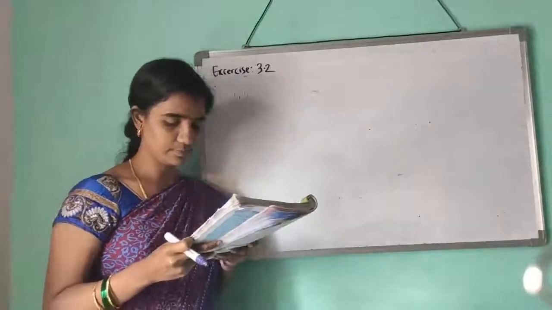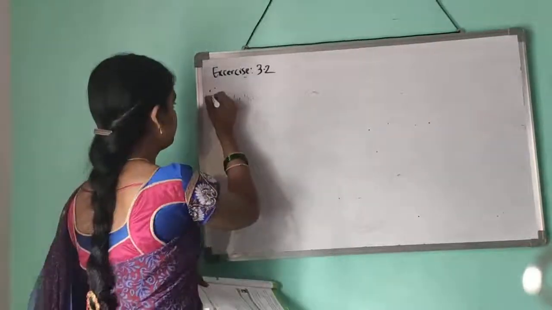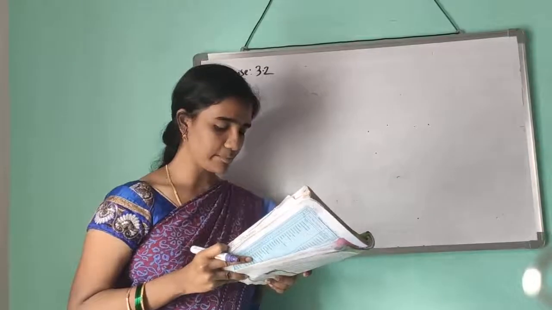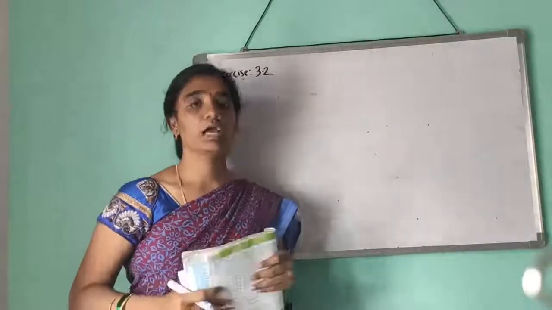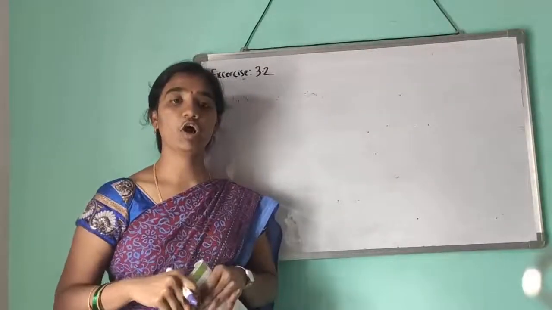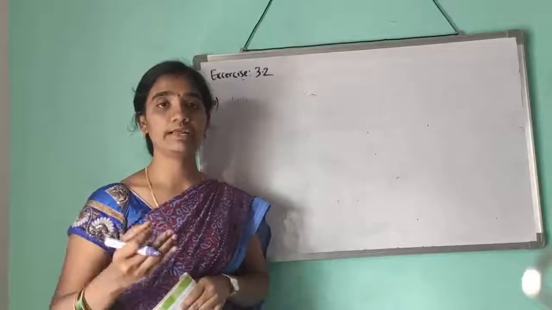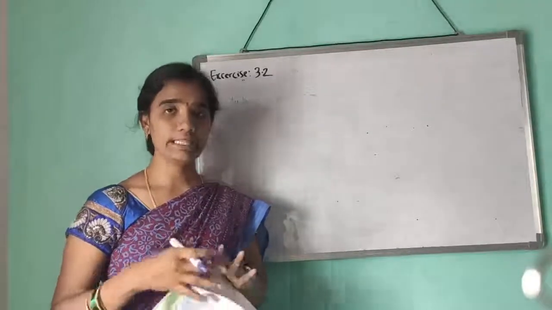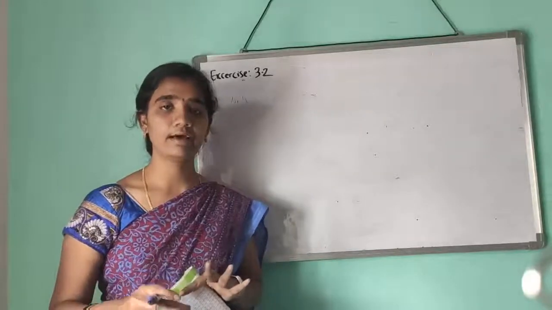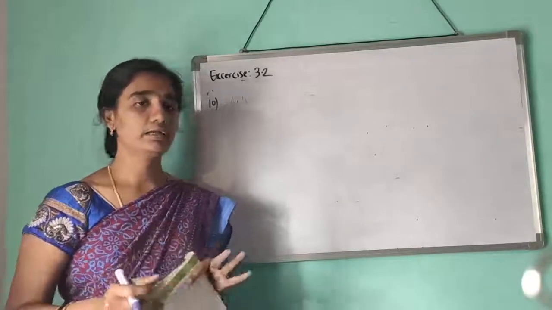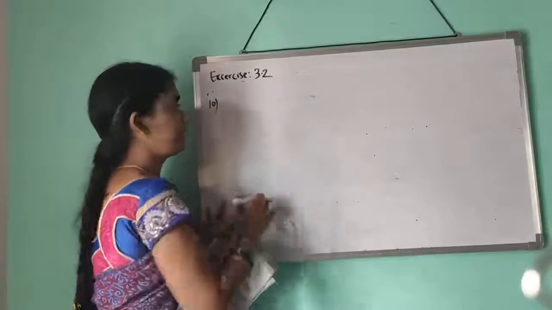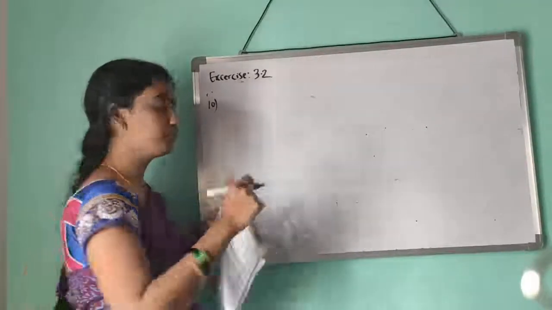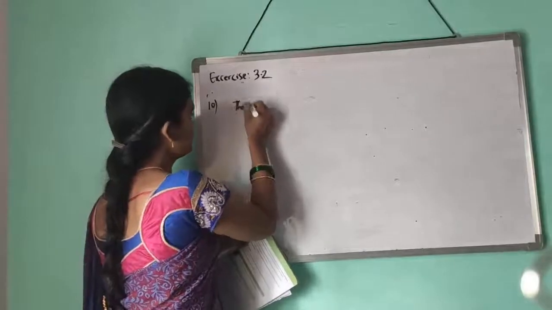Let us see the 10th sum. Express 53 as the sum of 3 primes. If you add any 3 prime numbers, you will get the sum 53. Here the prime numbers are, what are prime numbers? A number that is not divisible by any table.